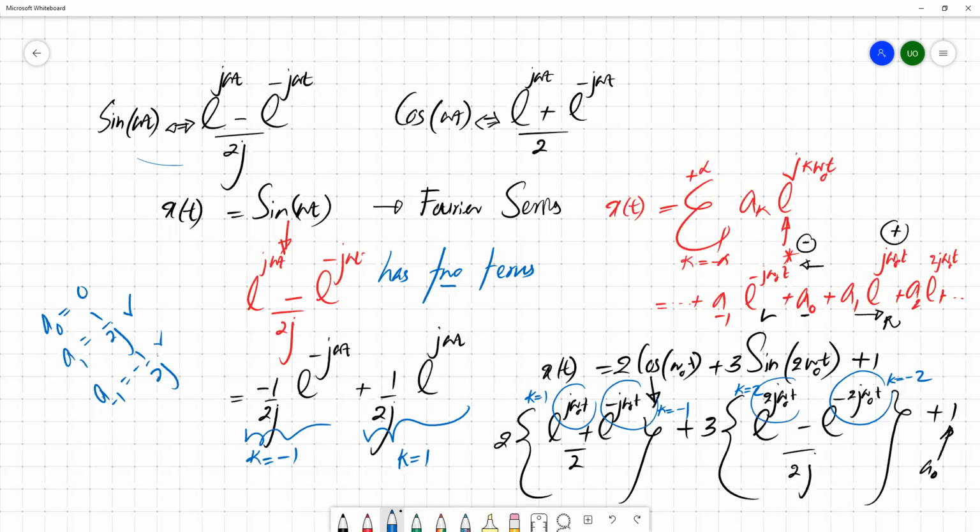So then ultimately we have a series expansion having 5 terms: k equals 0, k equals 1, 2, minus 1, minus 2. By rearranging these terms, you can easily find the coefficients of these individual frequencies. So this is also a very useful conversion when we think of the Fourier series.